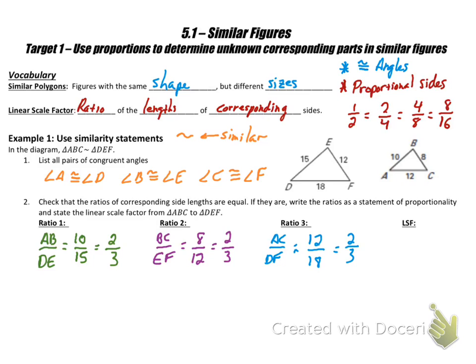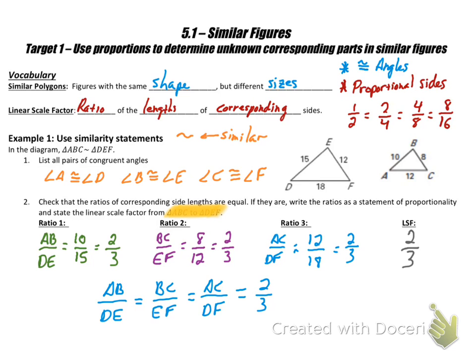So you'll notice that all of my ratios are equal to each other. So these side lengths are in proportion, because when I compare the side lengths of ABC to the side lengths of DEF, they all equal 2/3. So my linear scale factor is 2/3, which means that triangle ABC is 2/3 of the size of triangle DEF.